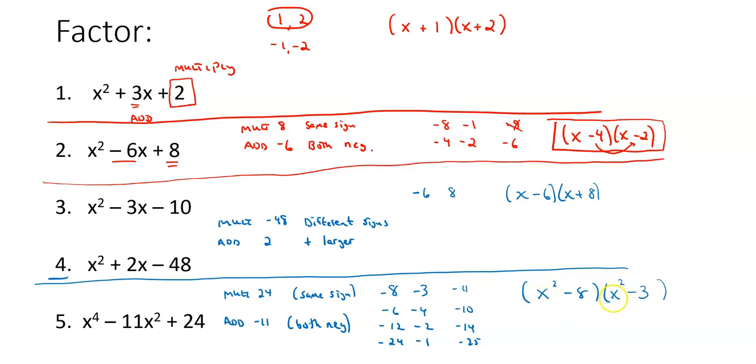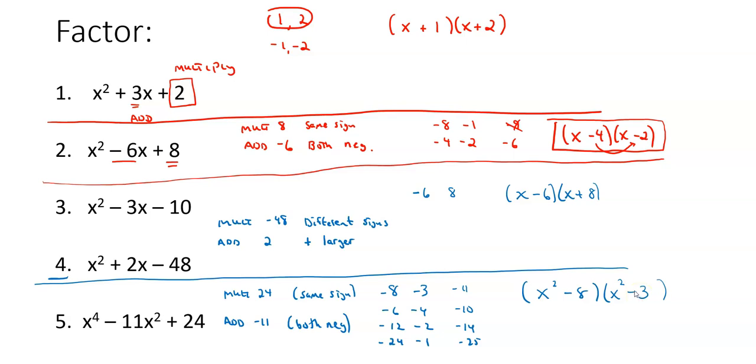So x squared times x squared is x to the 4th. The outsides will give you a minus 3x squared. The inside will give you a minus 8x squared, so that adds up to negative 11x squared. And then negative 8 times negative 3, positive 24.